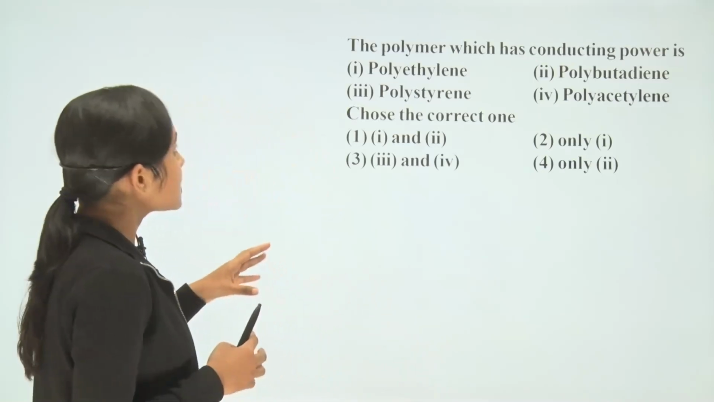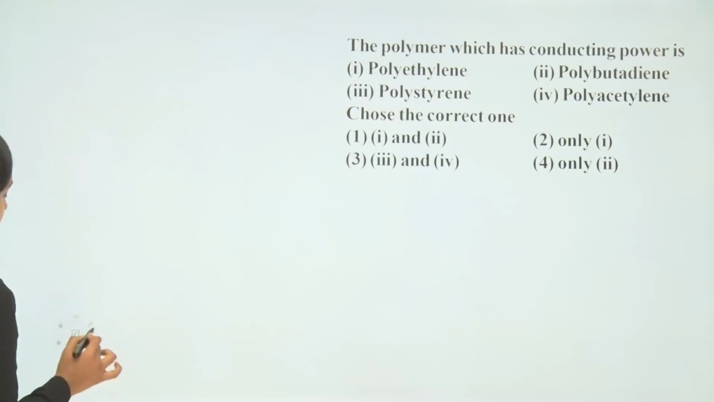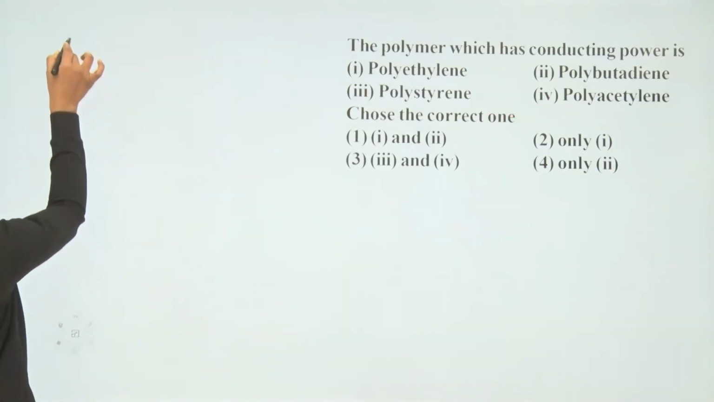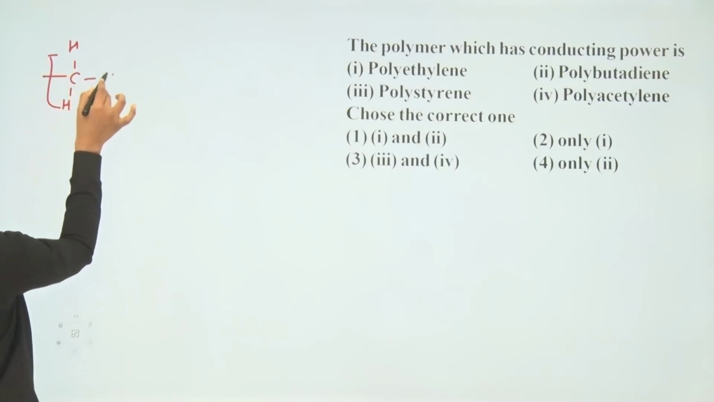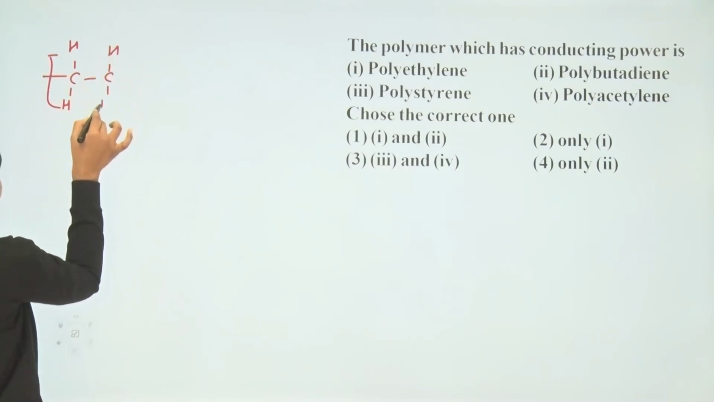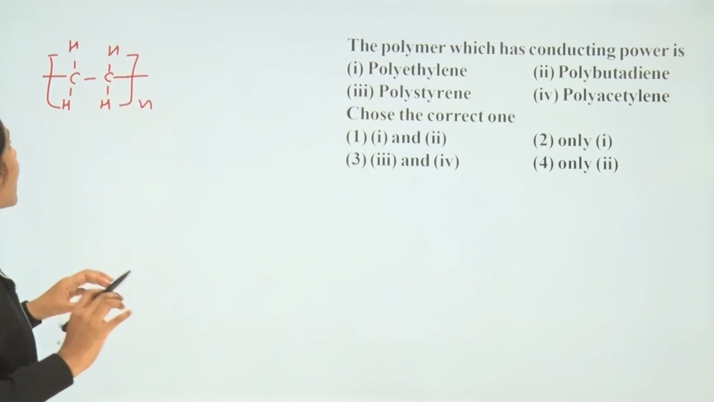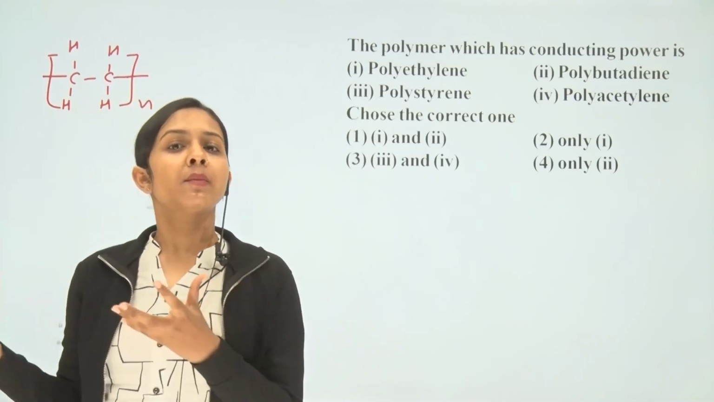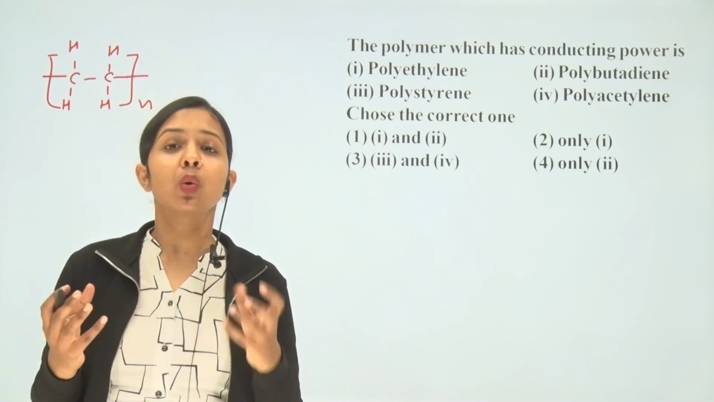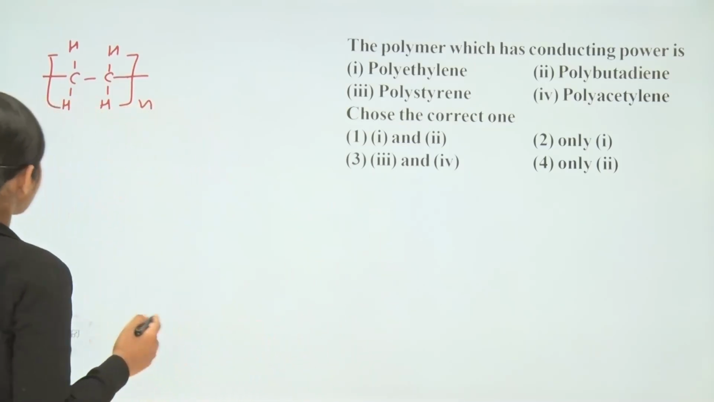So now the first is polyethylene, and this is the structure of polyethylene. And you can see in the polyethylene structure, in the polyethylene polymer, any conjugated system is not present, so it cannot show conducting nature. Next is polybutadiene.